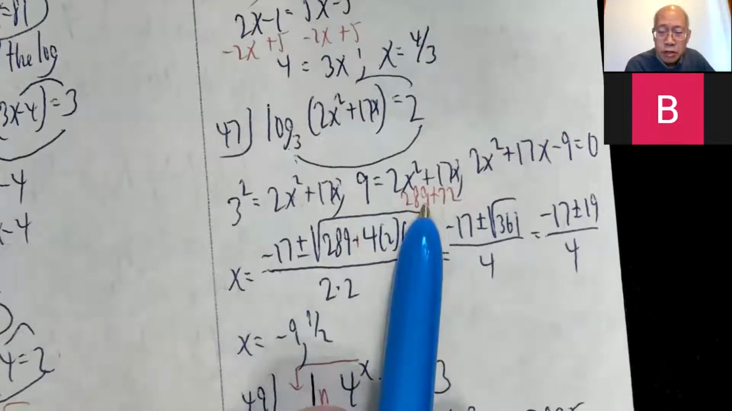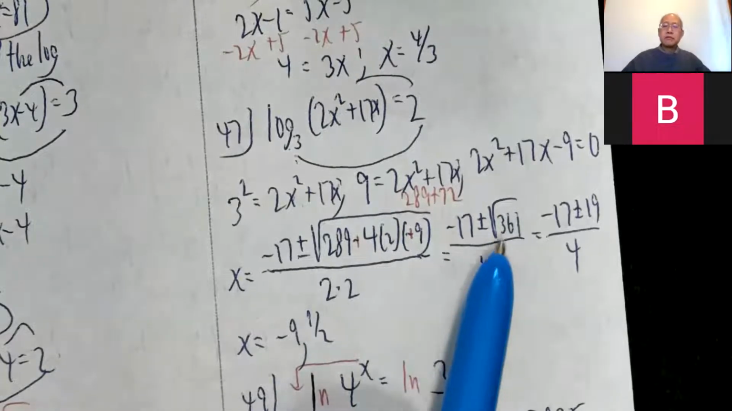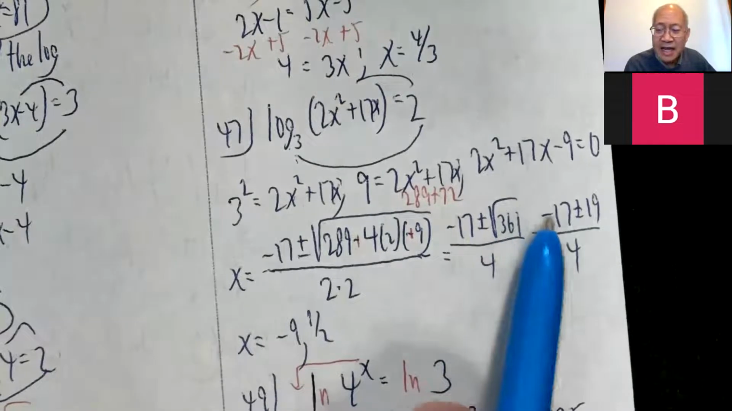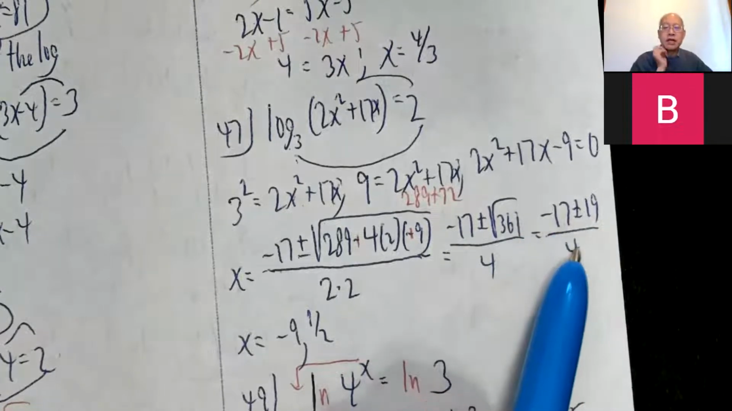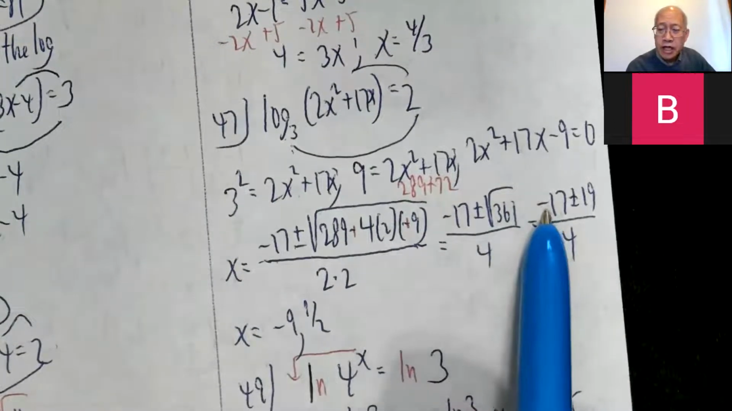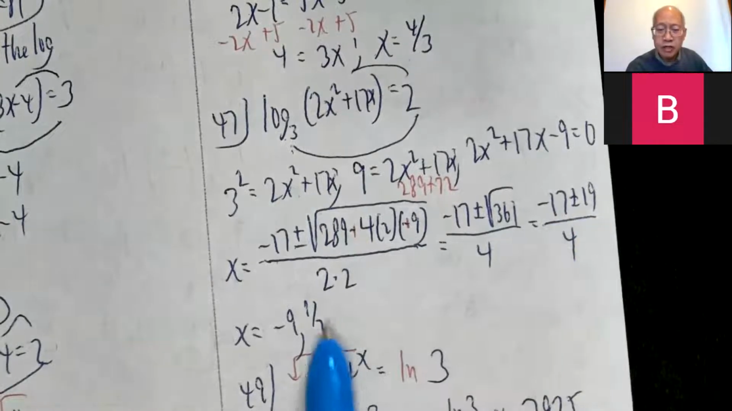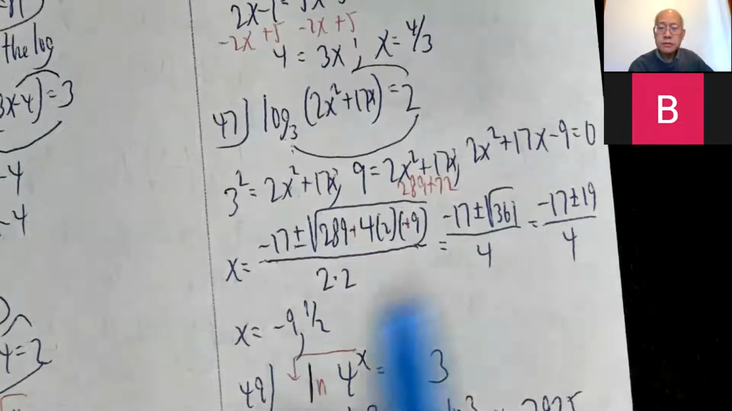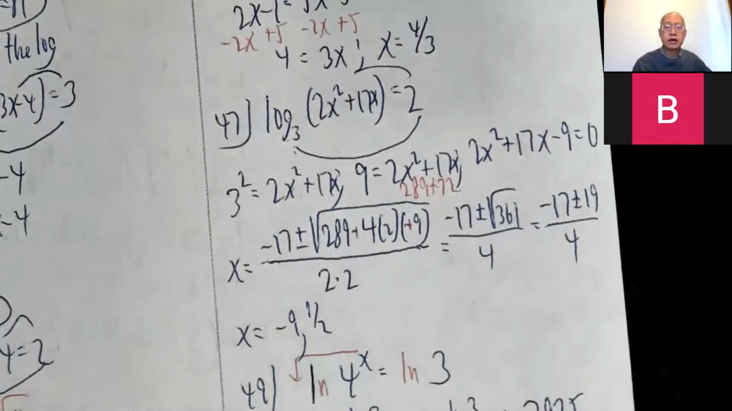289 plus 72 comes out to be 361, divided by 4. Believe it or not, the square root of 361 is exactly 19. So I get rational solutions. -17 plus or minus 19 over 4. So -17 minus 19 is -36, divided by 4, it's -9. -17 plus 19 is 2. 2 divided by 4 is 1/2.